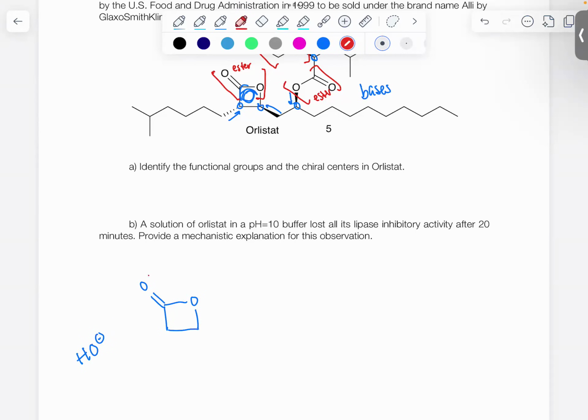Now, these acyl groups are electrophilic at their carbon sites, and our bases serve as nucleophiles. And so we can see attack of the base onto that acyl group and the formation of a tetrahedral intermediate. Then when we collapse that tetrahedral intermediate, we end up opening the ring. And this is where we lose activity.